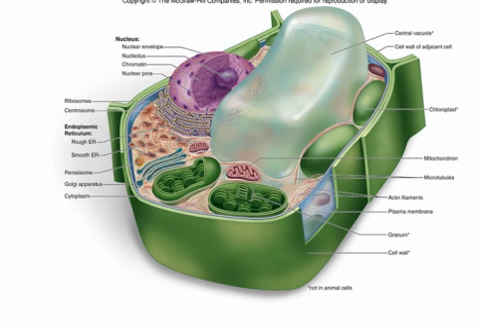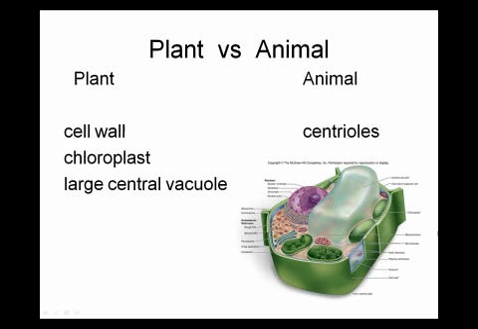There are some differences, however, that we need to be sure and take note of. A plant cell has a cell wall, rigid cell wall made of cellulose, which is outside the plasma membrane. Animal cells lack that. Plants also have the chloroplast, which is where photosynthesis takes place. And plants also have a large central vacuole inside the cell, which is lacking in the animal cell.